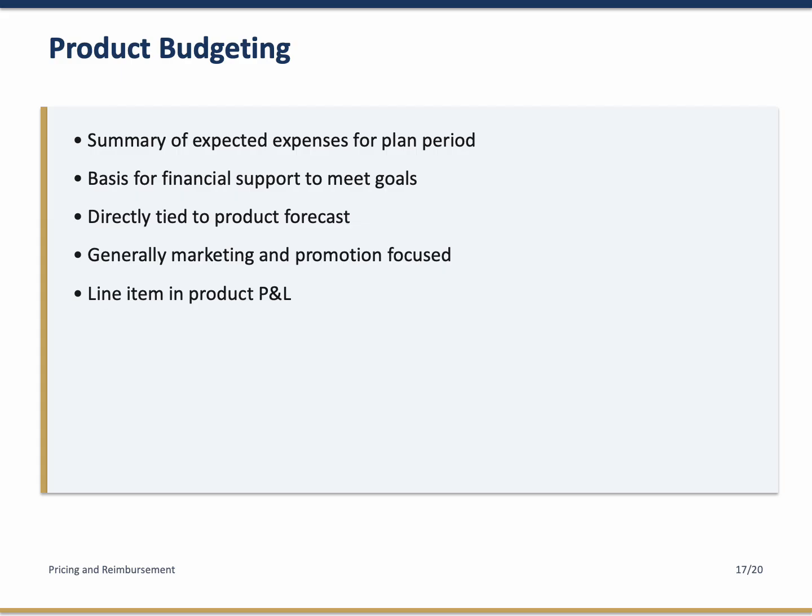The product budget represents the summary of all expected expenses for a product during the marketing plan timeframe. It generally focuses on marketing, advertising, and promotion expenses. The budget is directly tied to the product forecast. Often expense levels are contingent on sales levels. The budget is represented as a line item in the product profit and loss statement. It should fully support the commercial plan while representing controllable expenses.